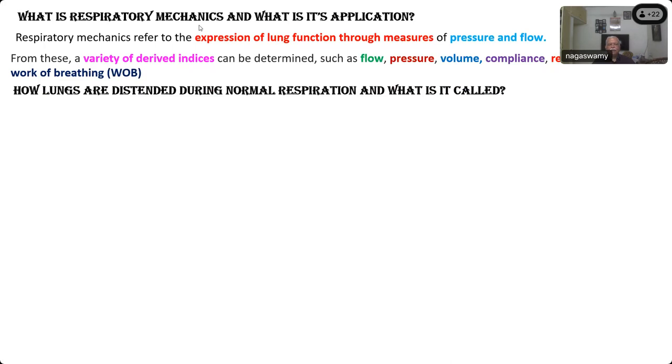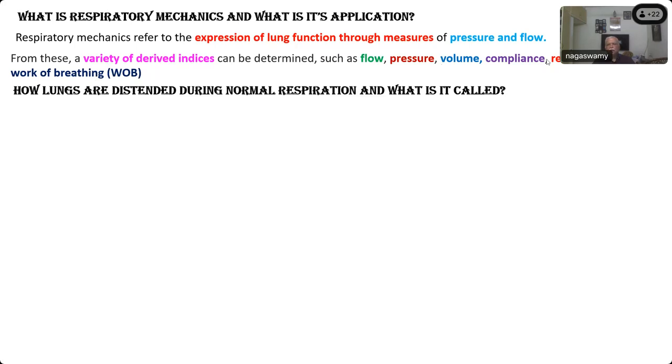Why? Because when you set a ventilator for your patient in ICU, unless you know the basics of respiratory mechanics, like what flow should be kept, what is the maximum pressure you have to achieve, how much volume to deliver, what is the compliant state of the alveoli, how much resistance is offered by the passage, and how much work of breathing the patient has to do if he is breathing spontaneously.